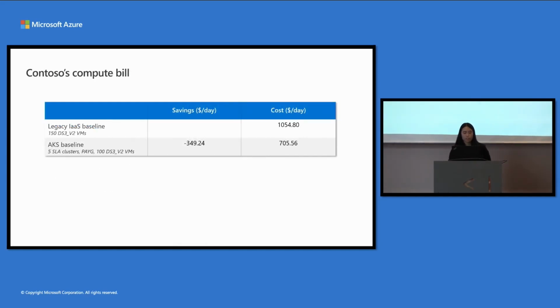So let's revisit Contoso's compute bill. Before we had that IaaS baseline of 150 VMs. Now with monitoring and visibility in place, we have a new baseline for their AKS costs. Immediately, we see this big drop down in terms of cost per day, as well as the number of VMs. Just because inherently with AKS, we can bin pack better, meaning we don't need as many VMs to be provisioned.